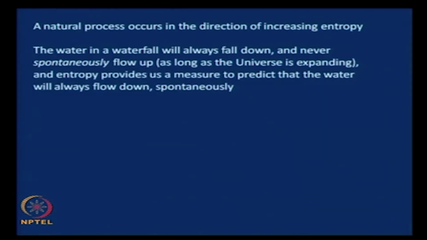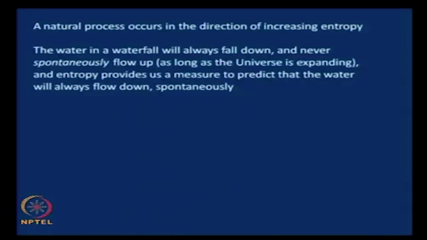A natural process occurs in the direction of increasing entropy. We have already seen that if you take the entire universe as a system, the entropy of the system has to increase. As long as we have an expanding universe, the natural process will always happen in the direction of increasing entropy. The water in a waterfall will always fall down and never spontaneously go up, and the entropy provides us with a measure to predict that the water will flow down spontaneously, always.